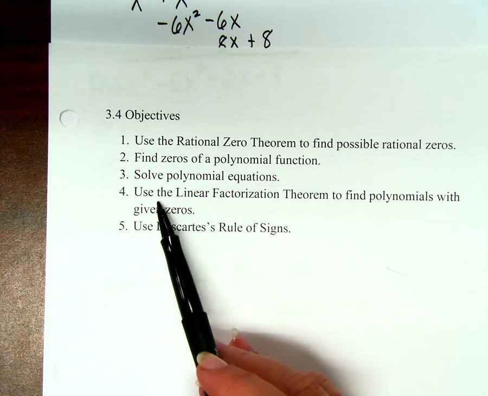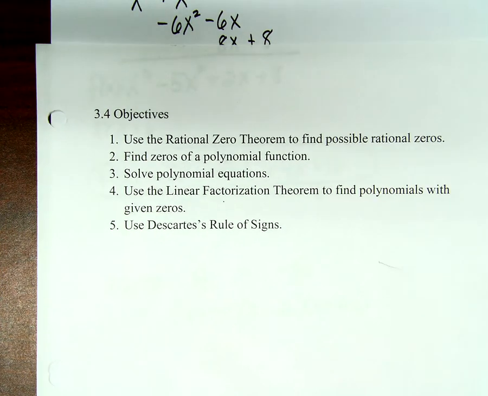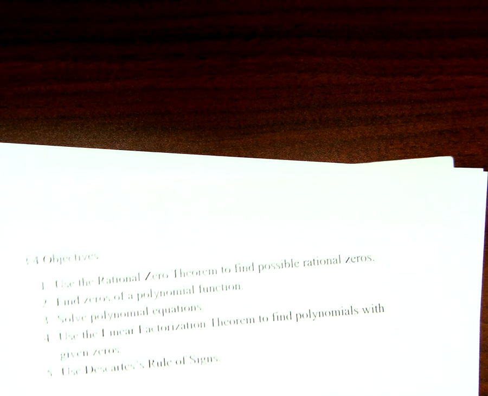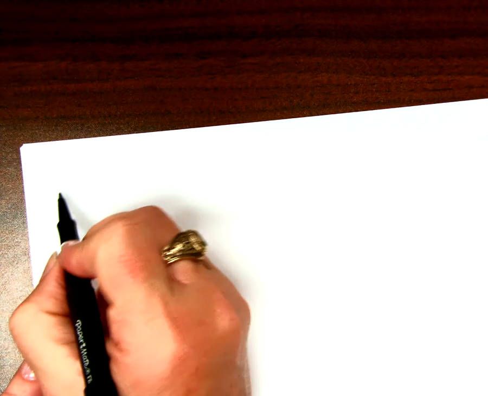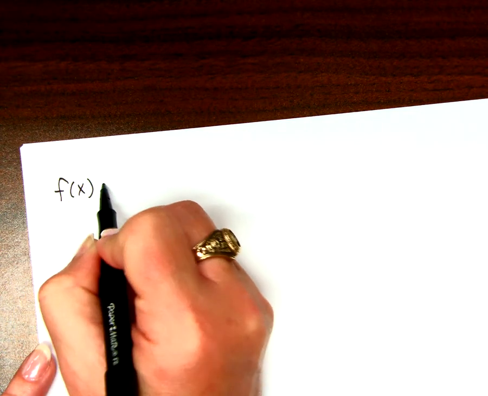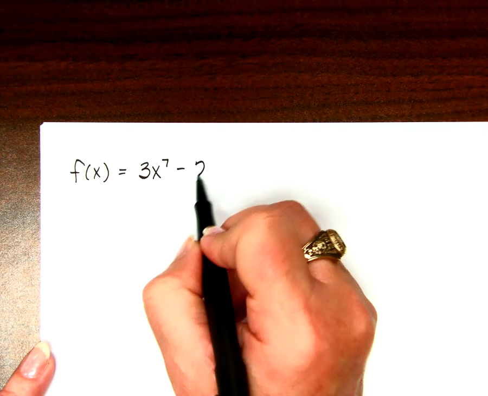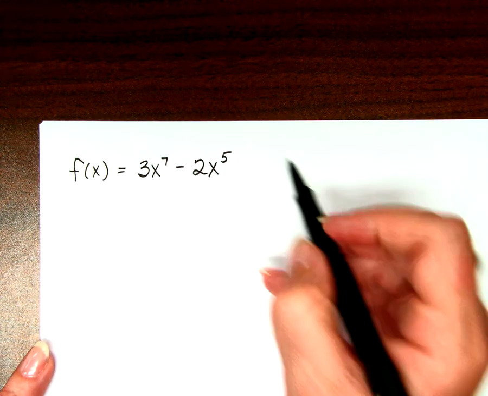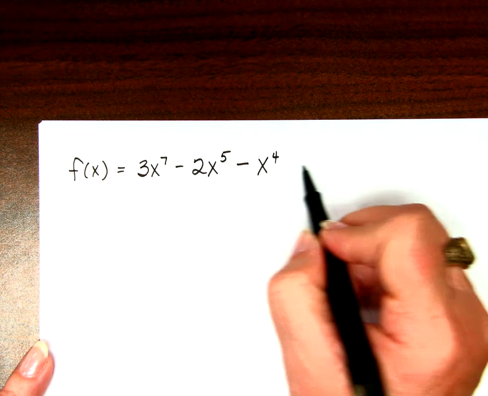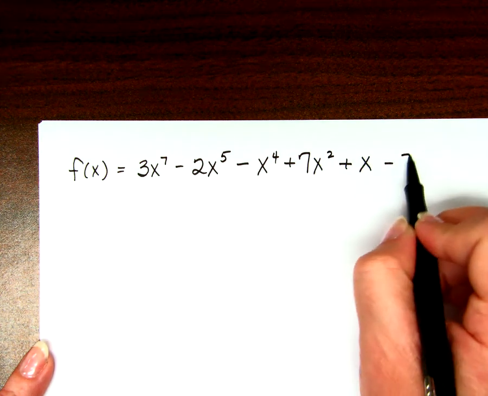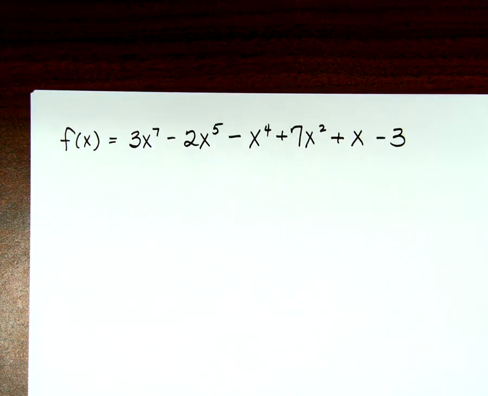How are you feeling about the linear factorization theorem to find polynomials? You okay with that? So, Descartes' rule of signs is the last thing we have to talk about today. Okay? So we're going to start off with the function f of x equals 3x to the 7th minus 2x to the 5th minus x to the 4th plus 7x squared plus x minus 3. Okay?